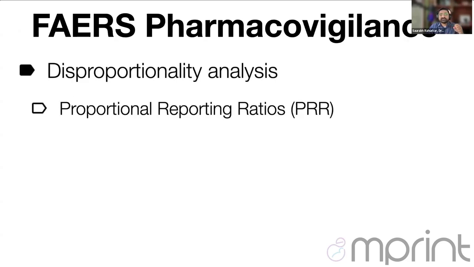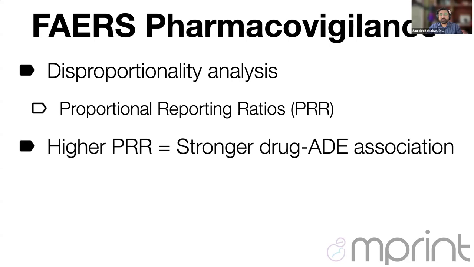So to extract signal strength from pairs, we used disproportionality analysis, specifically proportional reporting ratios or PRRs. Most of you are familiar with these, but just to level set, PRR compares the reporting frequency of a specific drug ADE pair to the background frequency across the entire database. A higher PRR implies a stronger drug ADE association. In other words, what that means is that the drug being tested has a higher likelihood of having the ADE compared to the same ADE seen in other drugs.